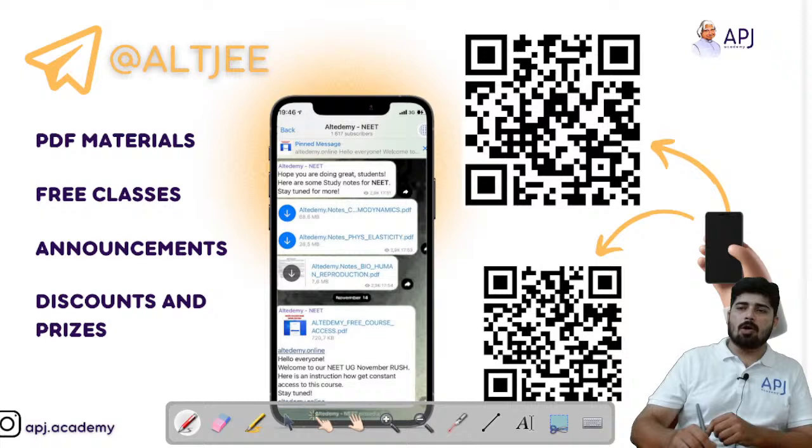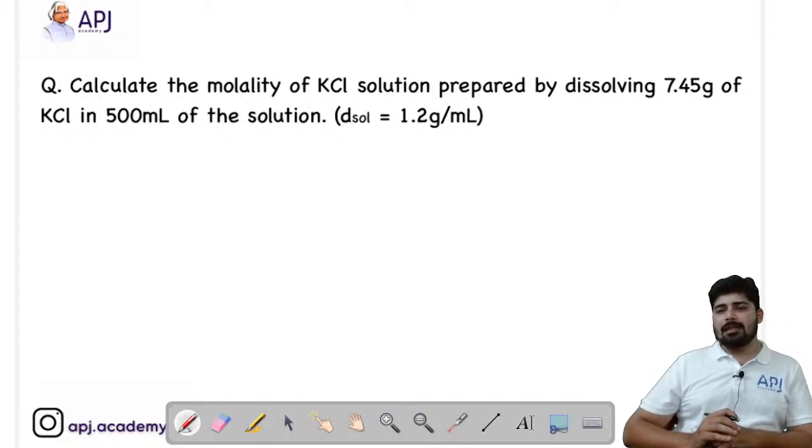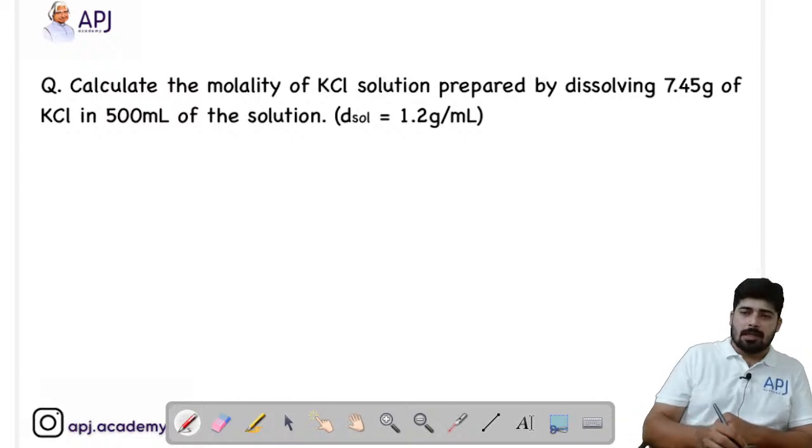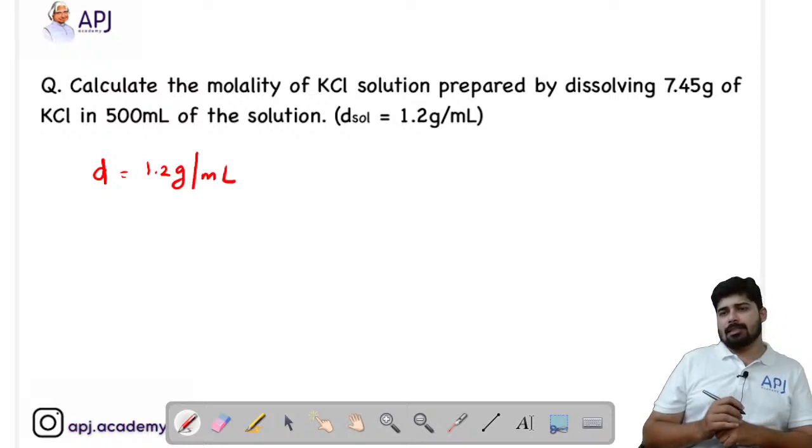Okay students, now let's move on to the next one. So here is an interesting question. Calculate the molality of KCl solution prepared by dissolving 7.45 gram of KCl in 500 ml of solution. See, this is a previous year question. The density is given as 1.2 gram per ml.